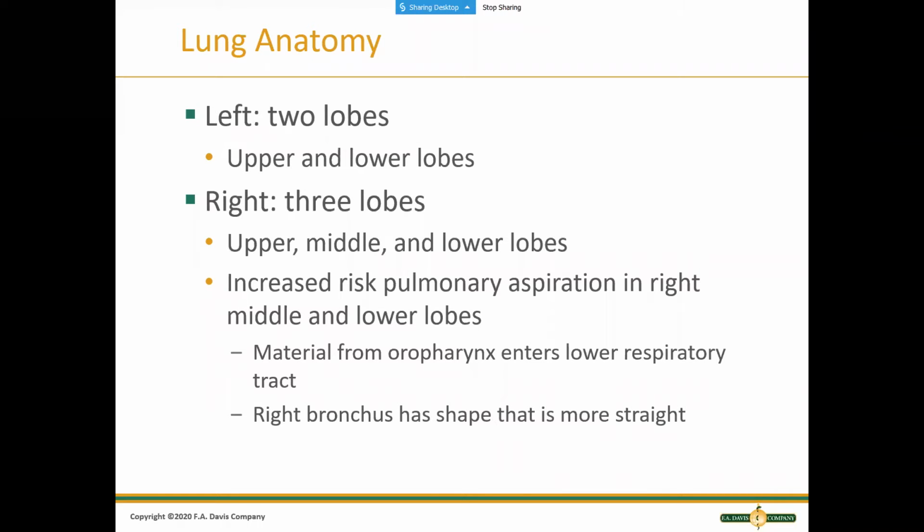As far as basic anatomy, you do have 2 lobes on the left side, but 3 on the right side. And the reason for that is because of your heart. Your heart is taking up a decent amount of space on the left side of your chest. The right lobe is a straight shot as far as your airway goes. It's a straight shot into your right lobe.